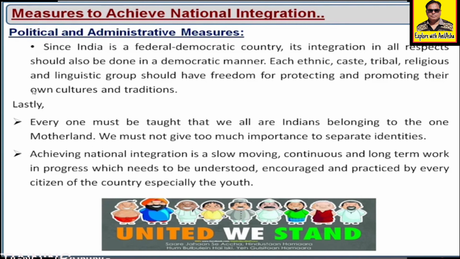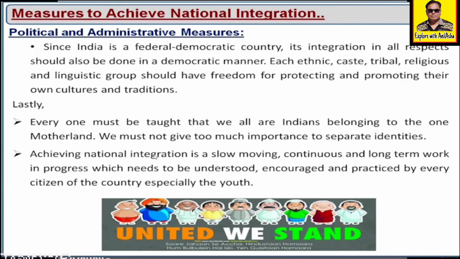Finally, it concludes that everyone must be taught that we all are Indians belonging to the one motherland. We must not give too much importance to separate identities. Achieving national integration is a slow moving, continuous, and long term work in progress which needs to be understood, encouraged, and practiced by every citizen of the country, especially the youth.